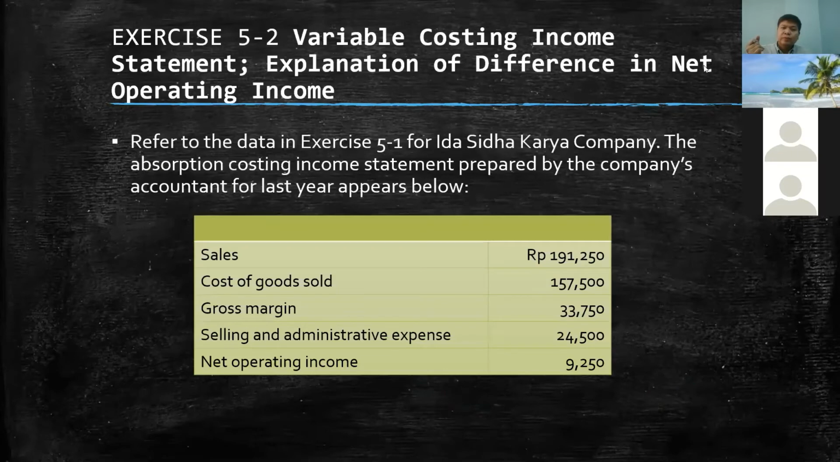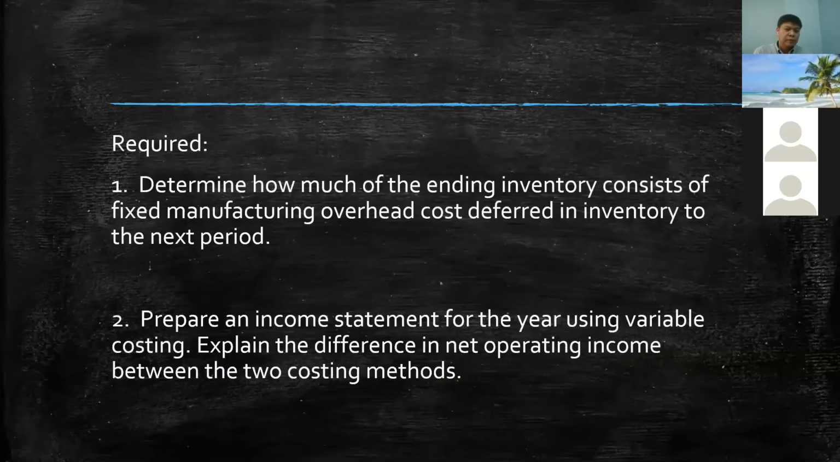Variable costing income statement, explanation of difference in net operating income. Refer to the data in exercise 5-1 for Ida Sidha Karya Company. The absorption costing income statement prepared by the company's accountant for last year appears below. So this is the normal income statement. So this is the required. Determine how much of the ending inventory consists of fixed manufacturing overhead cost deferred in inventory to the next period.